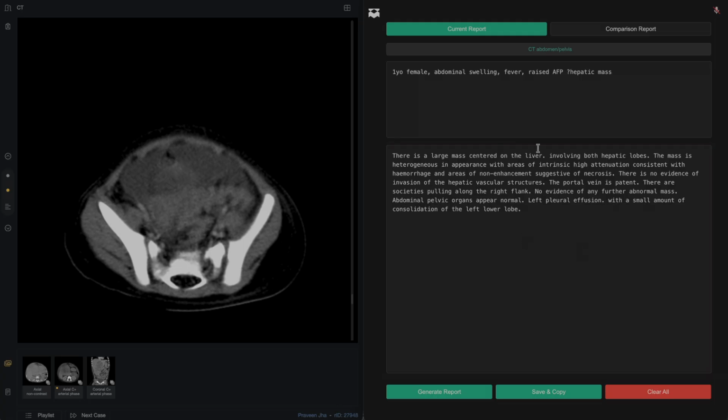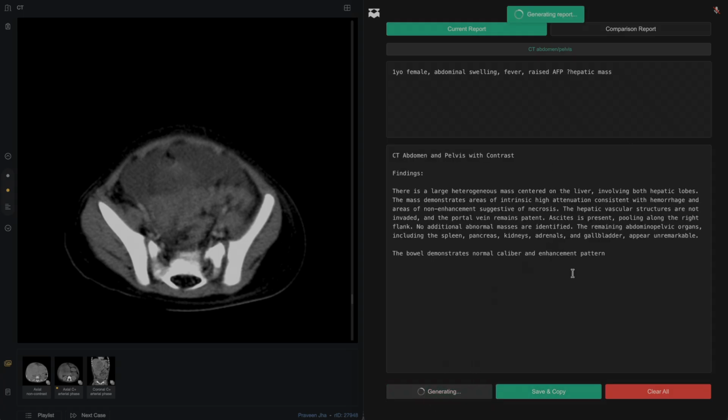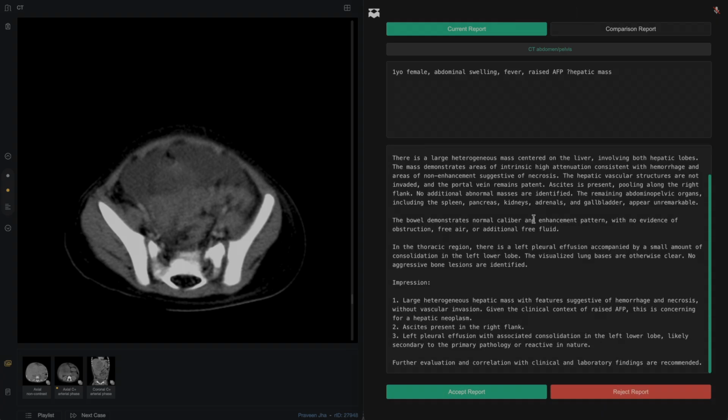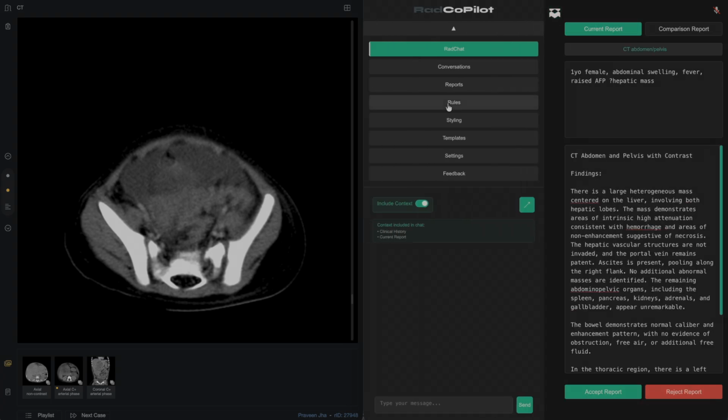Okay, let's check that. Make a change to this, ascites pooling. Okay, generate our report from this. I've used my CT abdo-pelvis template. Okay, now we can probably do a little bit better for the impression, and let's use RadChat a little bit to help us come up with a differential.